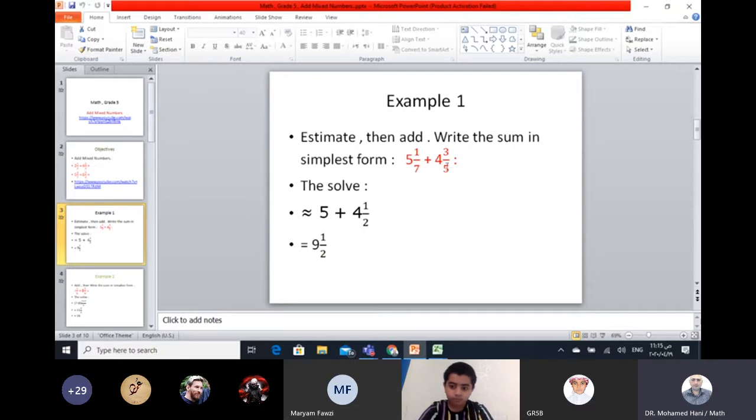Plus. Here, the next mixed number, go to the fraction. See the number up is about half of the number down. So the estimate here will be 1/2. So I can write 4 and 1/2. And after you did the estimate, you can add now. How to add? Add the whole number to the whole number. 5 plus 4 will be 9. And 1/2. 9 and 1/2.